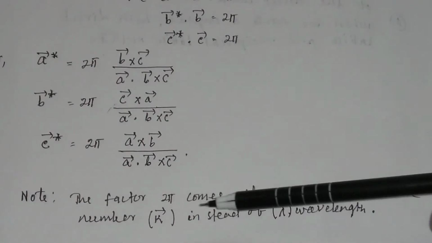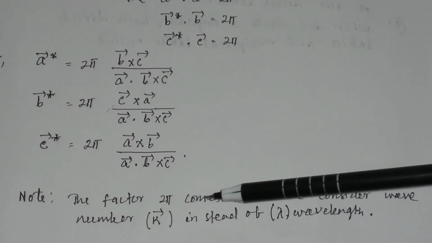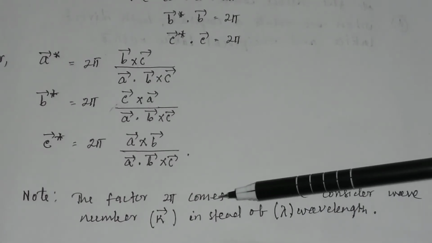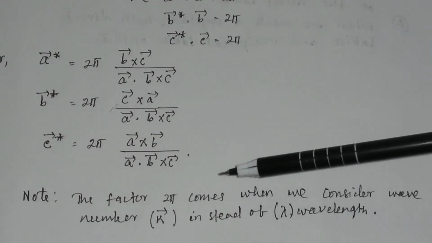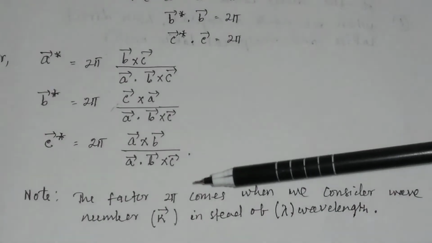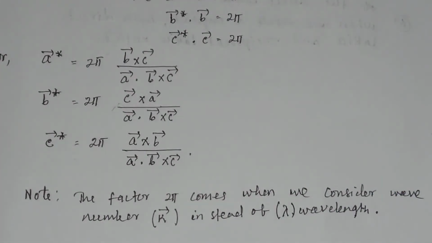Here you note that the factor 2 pi comes from the wave number or wave vector, that is, in K space or momentum space or Fourier space we use the wave number. That is why the term 2 pi comes in physics.